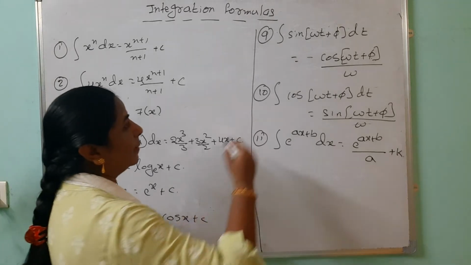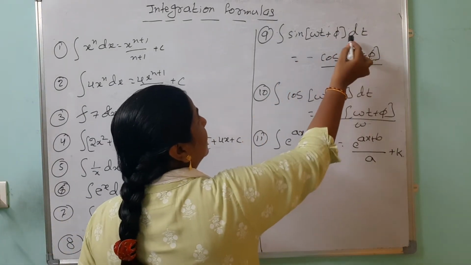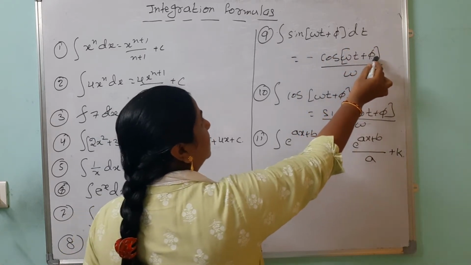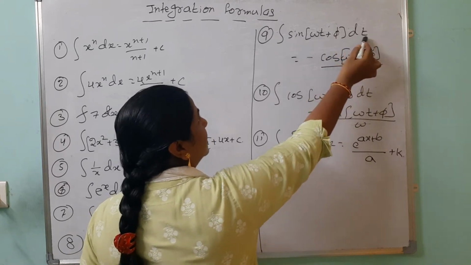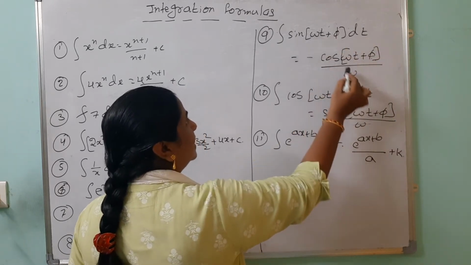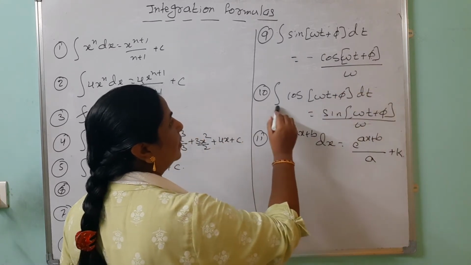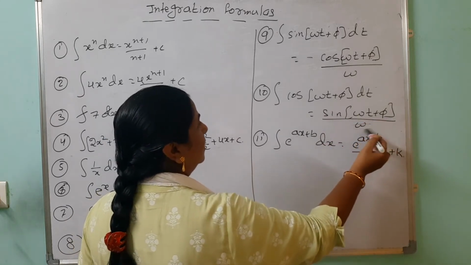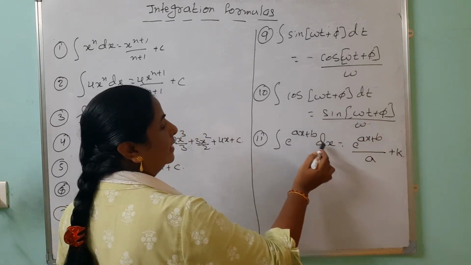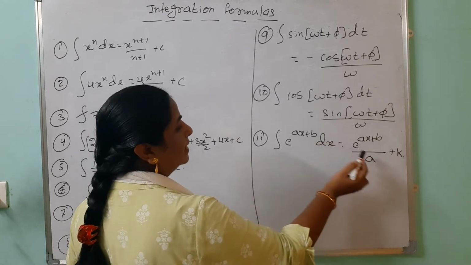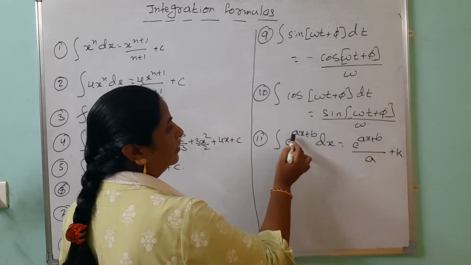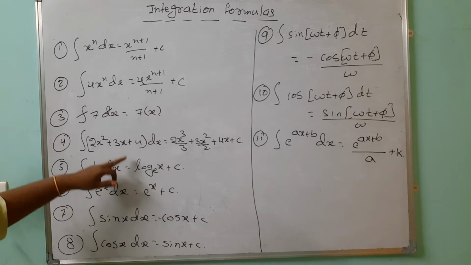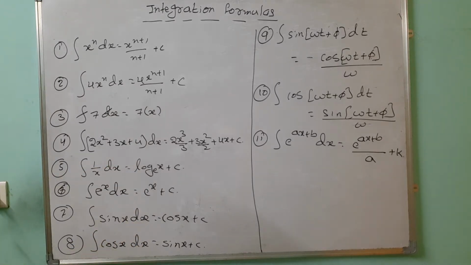Like that we are using, suppose you should consider the integration of sin of omega t plus phi into dt. We get minus cos of omega t plus phi, divided by omega, because with respect to t we are integrating and omega is beside t, so we get it as a denominator. Like that, when we do the cos function, you get sin of omega t plus phi by omega. And for the integration of ax plus b into dx, with respect to x, we get the denominator a, because a is beside x. But mostly we are using this formula. You should remember this formula, and sin x and cos x also.